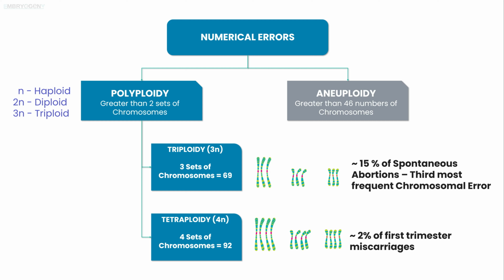Polyploidy is common in plant cells. However, it is important to note that some very critical cells in our body like heart muscle, bone marrow, liver cells and even placenta are polyploid. Approximately 15% of all spontaneous abortions are due to triploidy in the developing embryo. Triploidy happens to be the third most common chromosomal anomaly, and approximately 2% of first trimester miscarriages are due to tetraploidy.